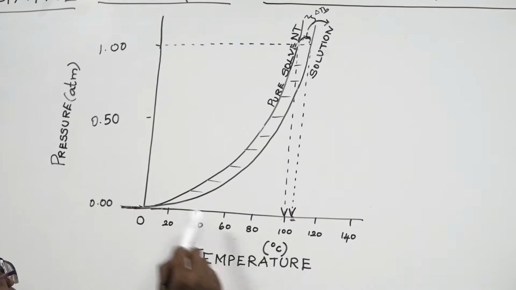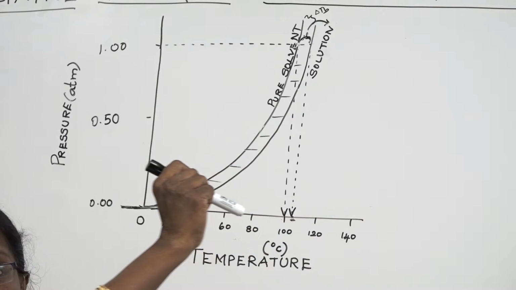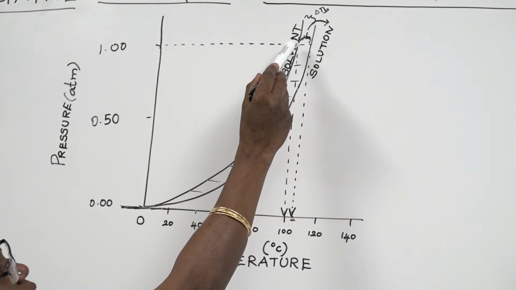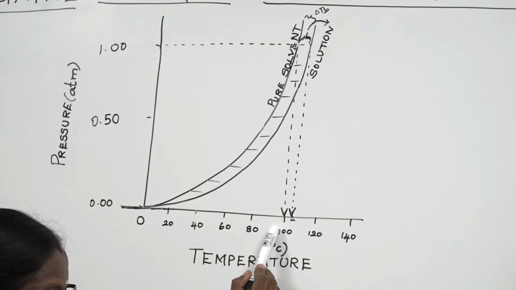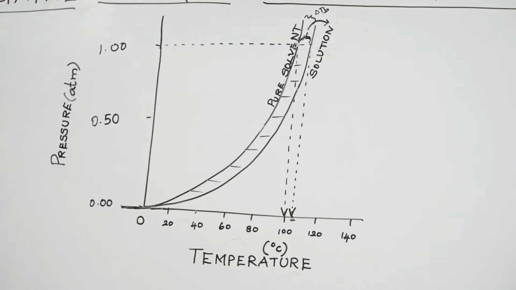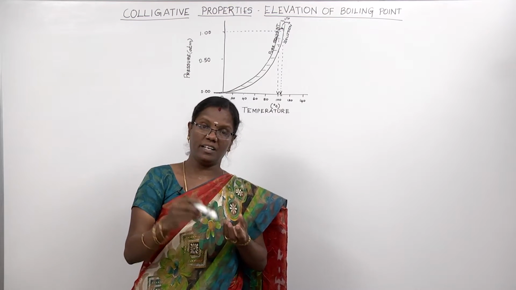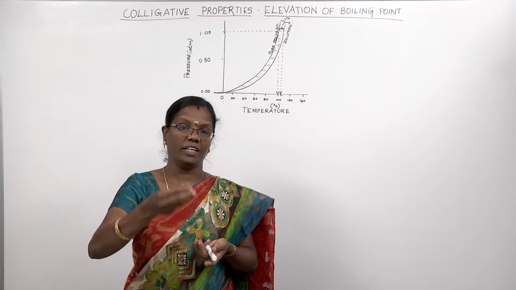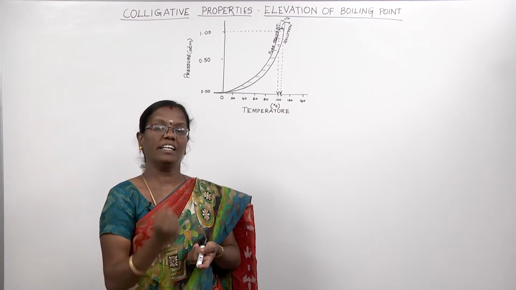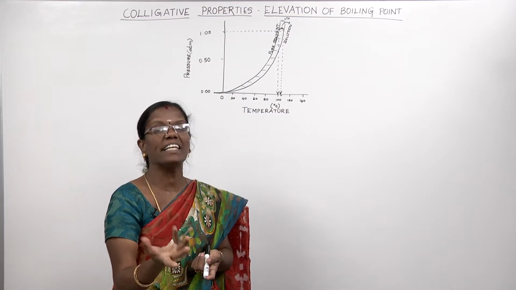So, only at 100 degrees centigrade, the vapor pressure of the water, that is the pure solvent, is equal to the atmospheric pressure. This graph is actually for water only. So for water at 100 degrees centigrade, the vapor pressure is equal to the atmospheric pressure, and hence water boils at 100 degrees centigrade. Now, we are going to dissolve a non-volatile solute into water. After dissolving it, let us boil it. Let us increase the temperature, or let us heat it.